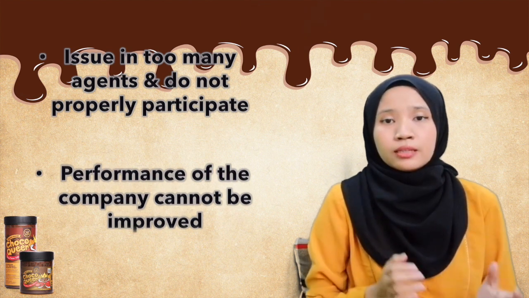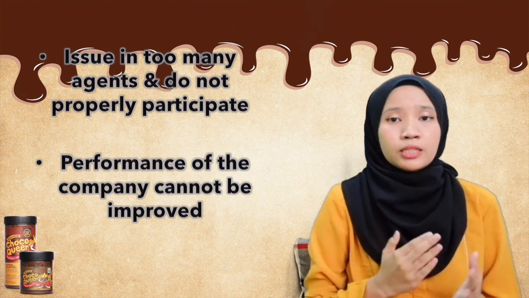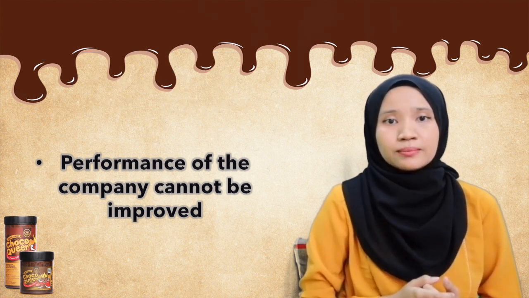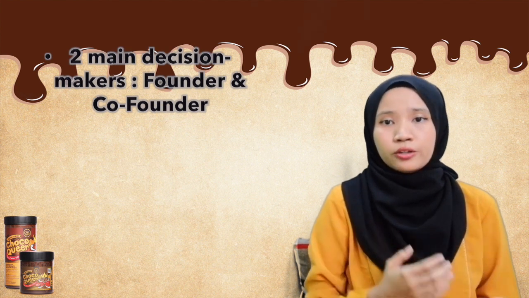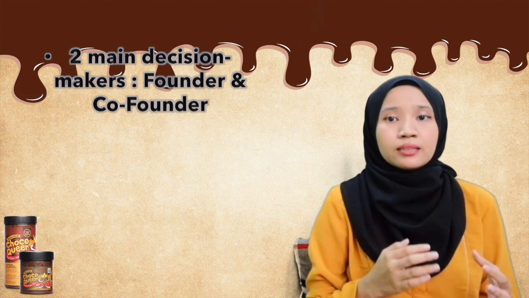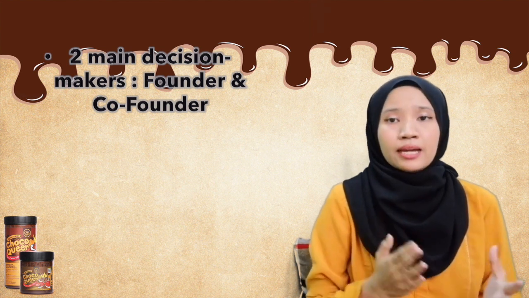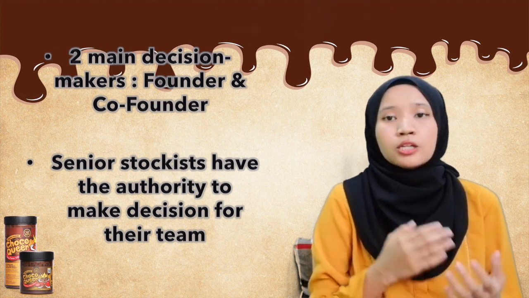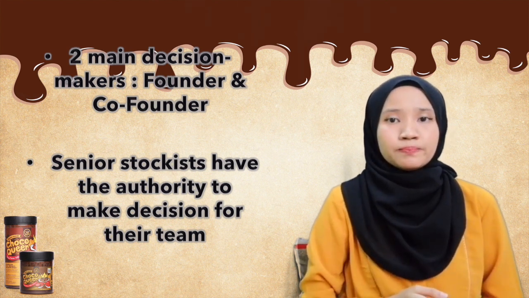In our opinion, the performance of the company cannot be improved as the company cannot fully utilize their employees. Next, Crunchy Choco Melts have two main decision makers. One of them is the founder and co-founder, and at the same time, senior stockists or leaders have the authority to make decisions for their team.